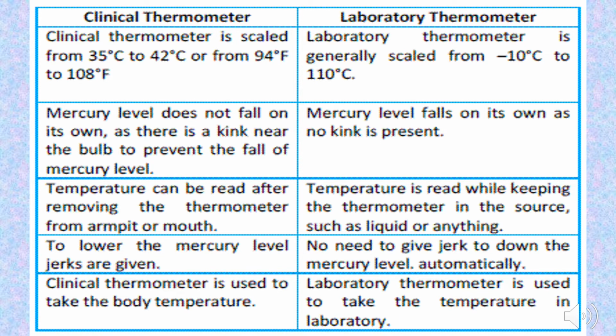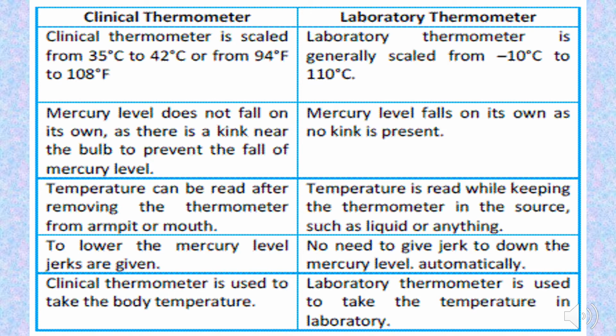Now coming to the differences, the clinical thermometer is scaled from 35 degrees Celsius to 42 degrees Celsius or from 94 degrees Fahrenheit to 108 degrees Fahrenheit, whereas the laboratory thermometer is generally scaled from -10 degrees Celsius to 110 degrees Celsius. And in the clinical thermometer, the mercury level doesn't fall on its own as there is a kink present, so it prevents the fall of the mercury level. But in the laboratory thermometer, the mercury level falls on its own as no kink is present.